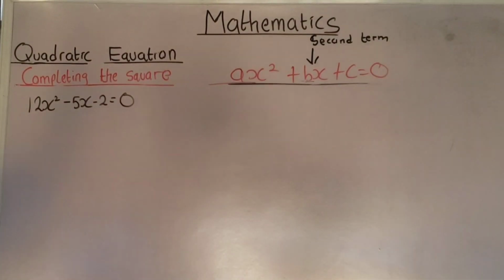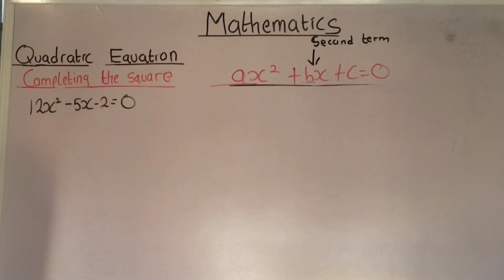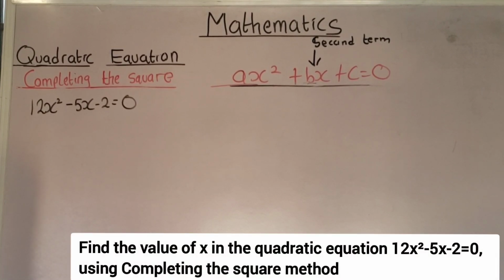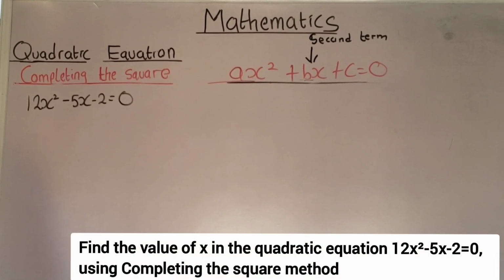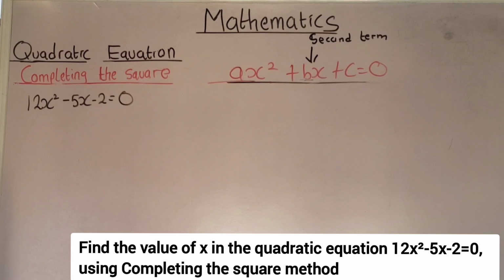In this class, we are going to learn how to solve quadratic equations using the completing the square method. Okay, let's start with the first question. We are asked to find the value of x in the quadratic equation 12x squared minus 5x minus 2 equals 0 using the completing the square method.